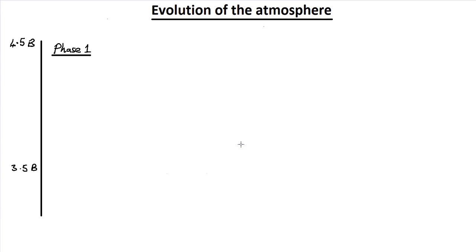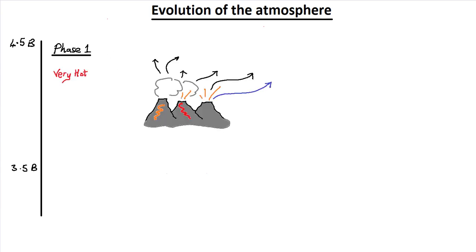So in this lesson we're going to look at the evolution of the atmosphere, and to do that we're going to divide that into three phases. The first phase starts about 4.5 billion years ago, when we assume that the Earth was first formed, and as you can imagine it was a very hot and hostile place, and initially there wouldn't have been an atmosphere, but gradually through excessive volcanic activity gases were released which formed the initial early atmosphere.